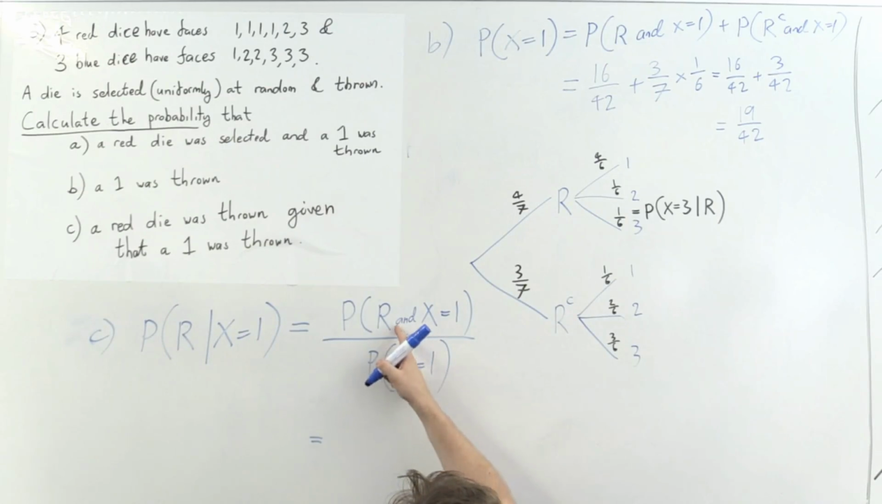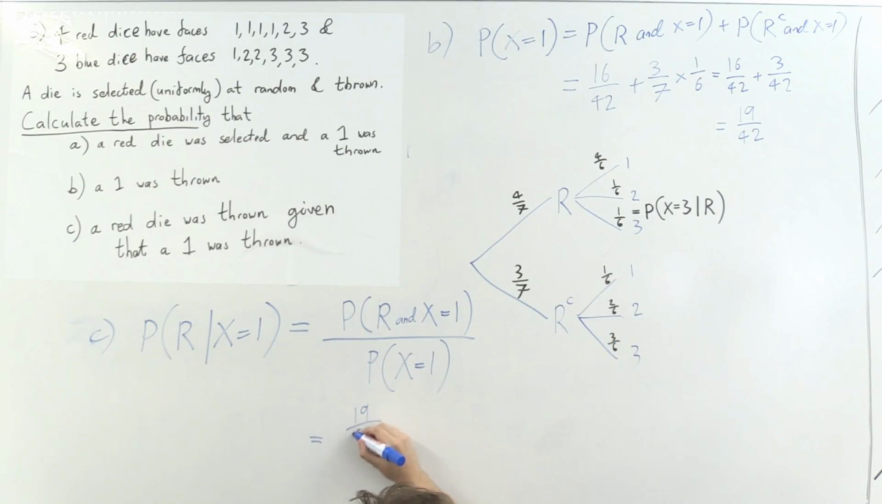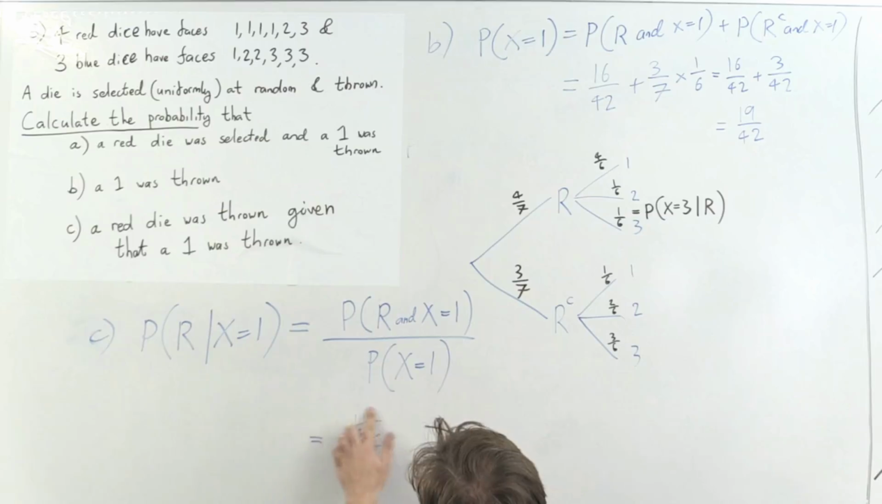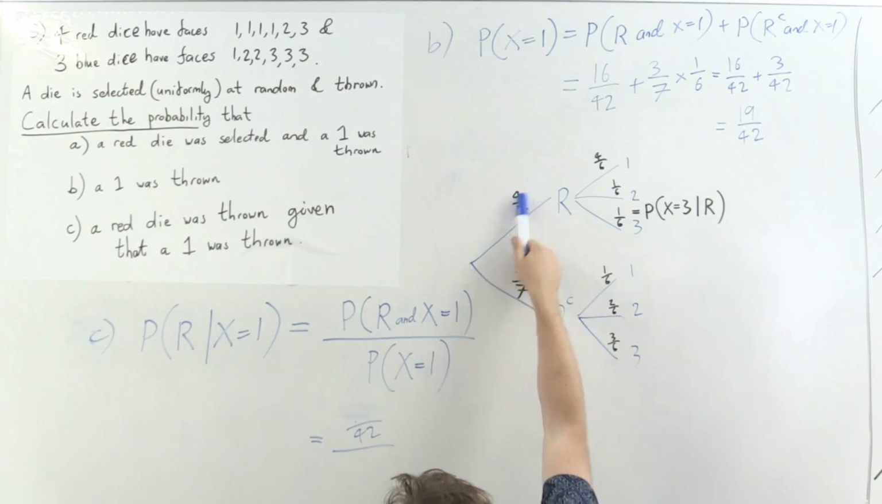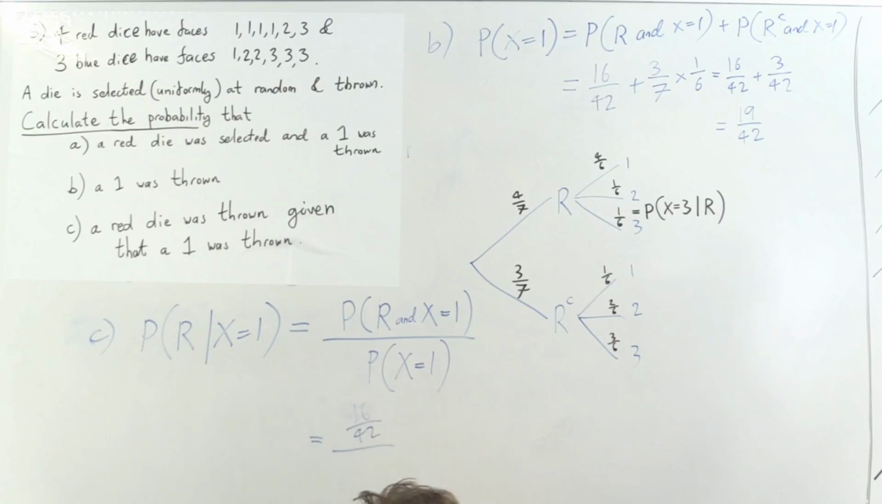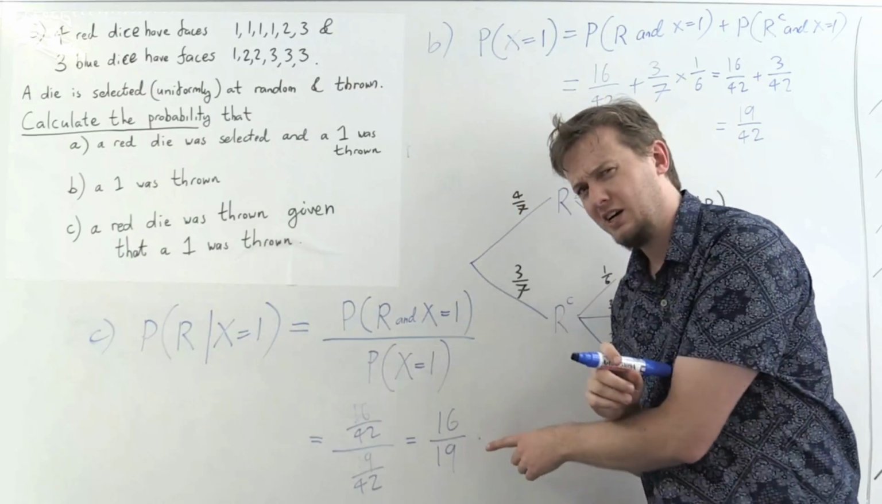So the probability that I roll a red and roll a 1, well, that was the first calculation, 19 over 42. No, sorry, that was the first calculation I erased. Is it 16? Well, I can do it here, 6 times, yes. So 16 out of 42. And the probability that I just roll a 1 in general is given by this number, 19 out of 42. And when you simplify this, you get 16 out of 19, which is quite high.